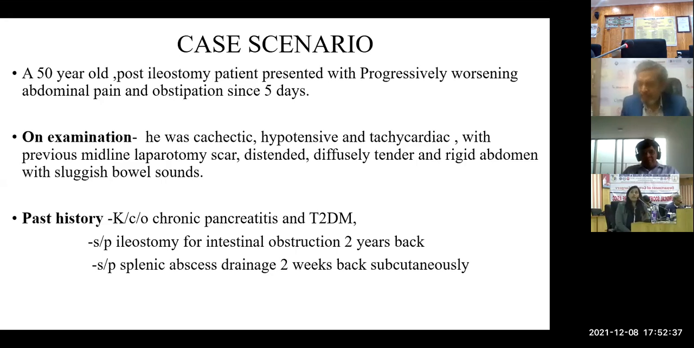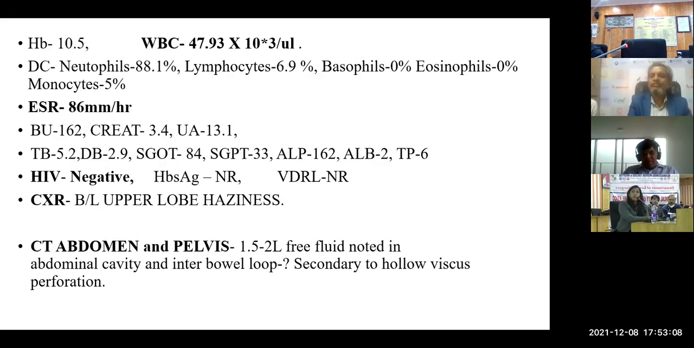Case scenario: a 50-year-old post-ileostomy patient presented with progressively worsening abdominal pain and obstipation since 5 days. On examination, he was cachectic, hypotensive, and tachycardic with a previous midline laparotomy scar, and a distended, diffusely tender and rigid abdomen with sluggish bowel sounds. He was a known case of chronic pancreatitis with type 2 diabetes mellitus. He had undergone ileostomy for intestinal obstruction 2 years back and splenic abscess drainage 2 weeks back.